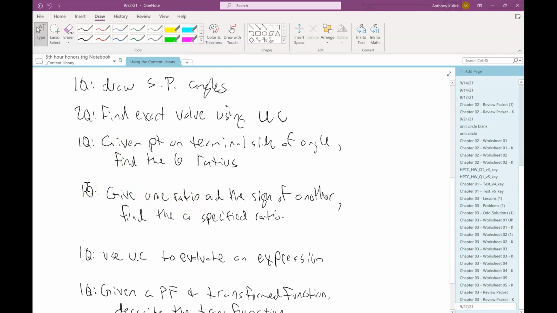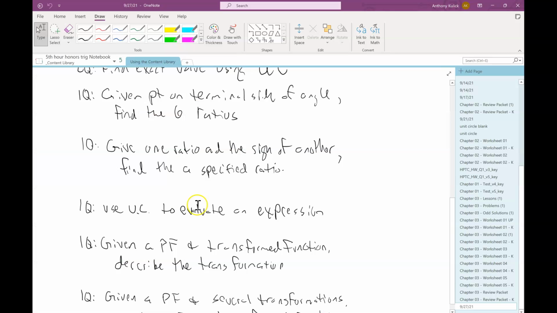One question where I'm going to give you one of the trig ratios and the sine of another and ask you to find a specific trig ratio. One question where I ask you to use the unit circle to evaluate an expression. So we had some of those in the review, like sine of 210 times tangent of 45 plus cosine of 300, something like that.